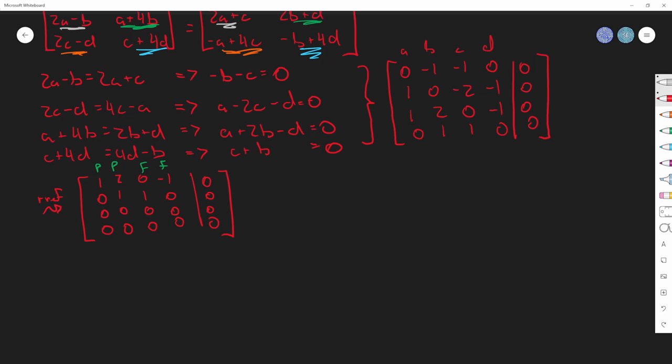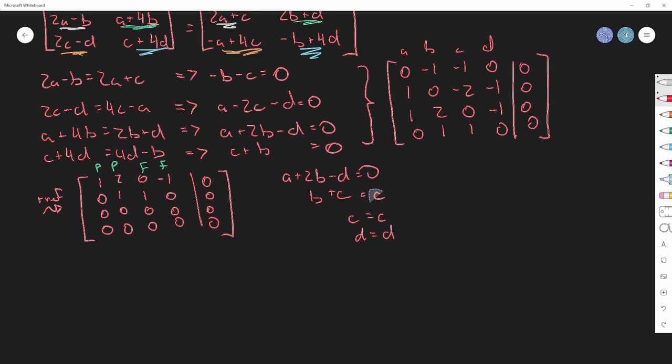And so we are going to write this back in terms of variables. So we'll have a plus 2b minus d is equal to 0, and then we have b is equal to c, and then we have c is equal to c, and then d is equal to d, where c and d are any free variables. And so now we could substitute this in. This is plus c, this is supposed to be a 0.